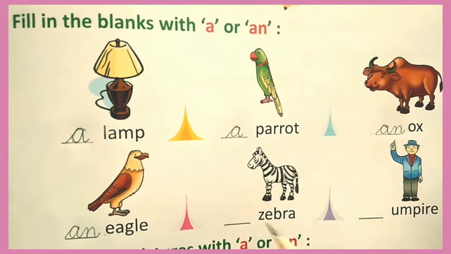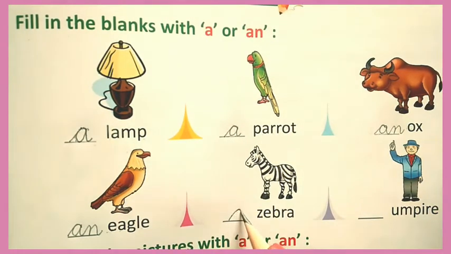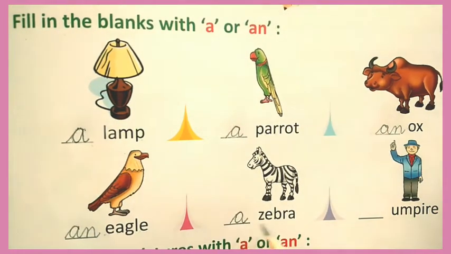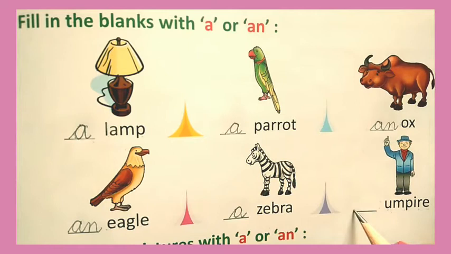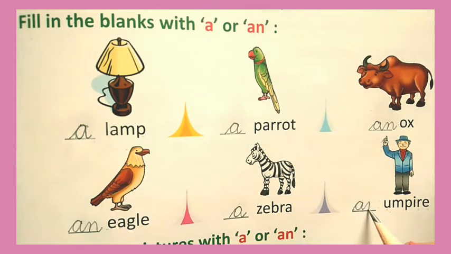Zebra, Z is a consonant, so we will write a zebra. Next is umpire, umpire. This spelling starts with U, so you will write an here.